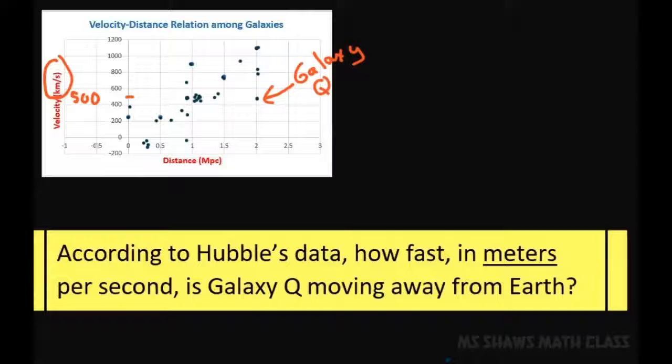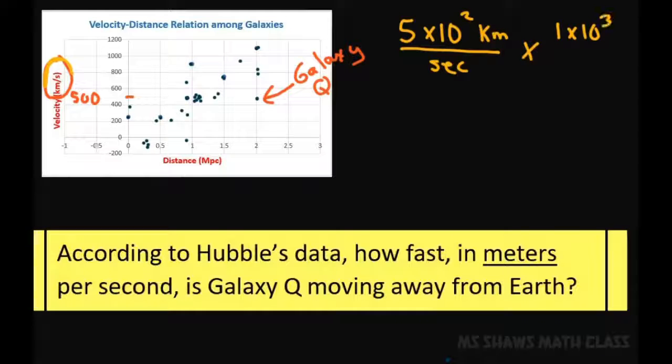So I'm going to do some dimensional analysis here. And instead of 500, I'm going to write 5 times 10 squared, because that equals 500 kilometers per second. So all I'm doing is writing this down in scientific notation. And then to convert it to meters, we know we have to multiply by 1,000. So we're just going to call that 1 times 10 cubed divided by 1 kilometer.